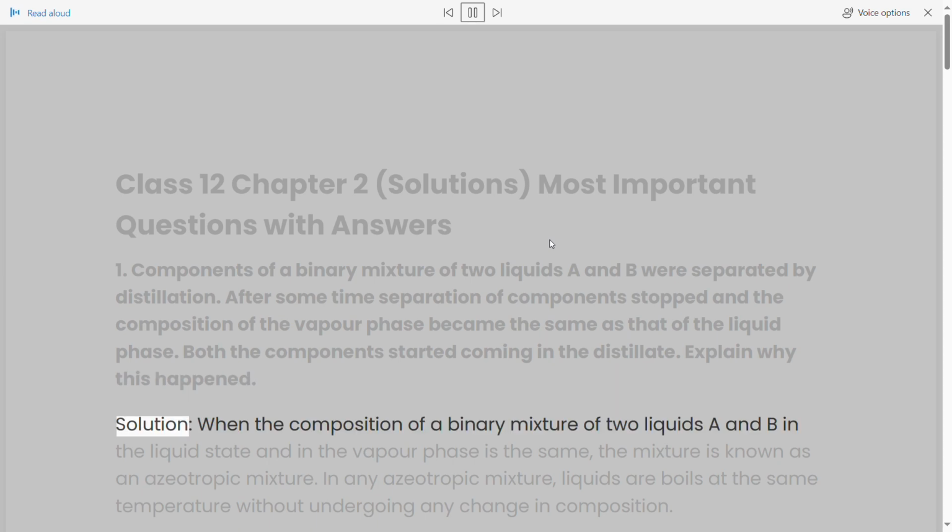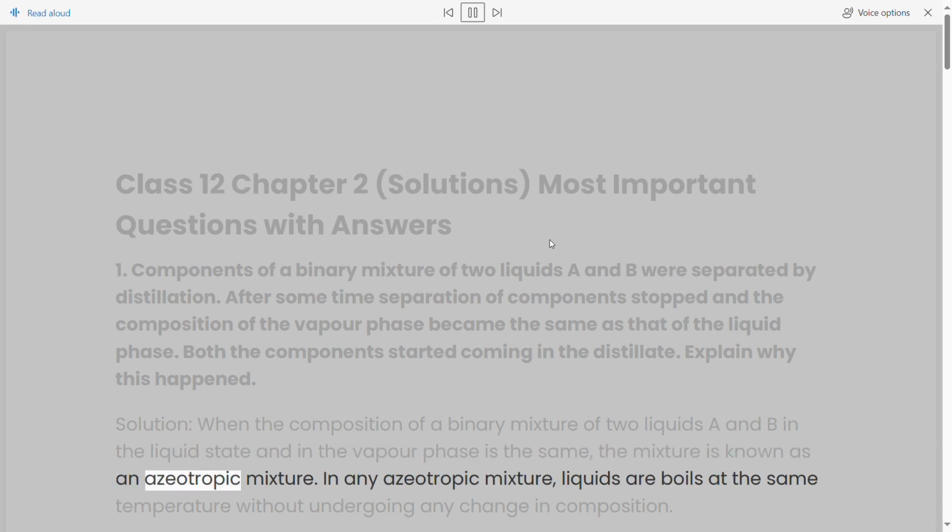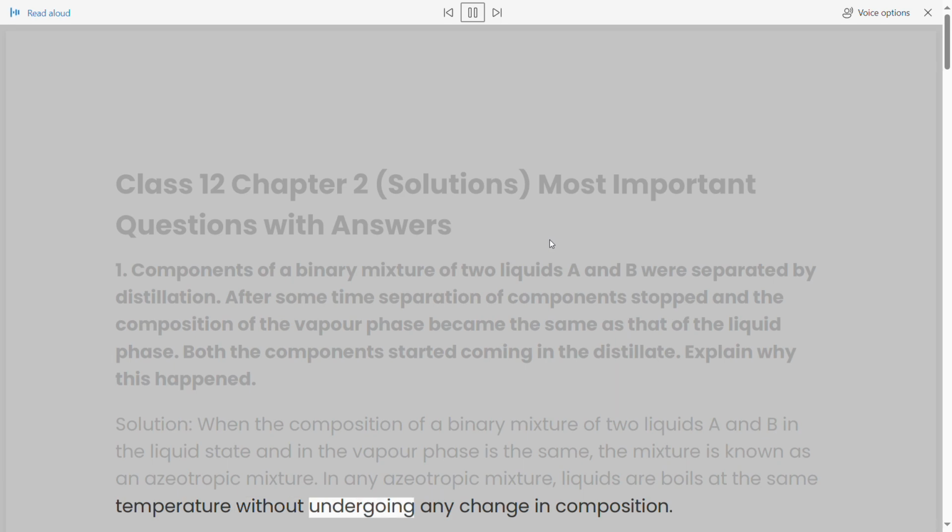Solution. When the composition of a binary mixture of two liquids A and B in the liquid state and in the vapor phase is the same, the mixture is known as an azeotropic mixture. In any azeotropic mixture, the liquids boil at the same temperature without undergoing any change in composition.